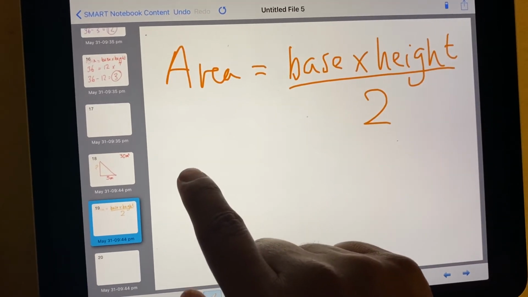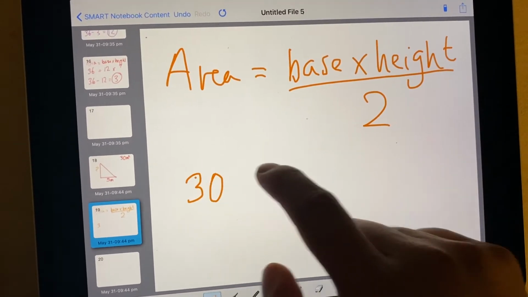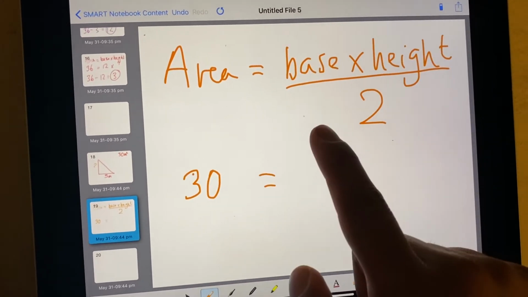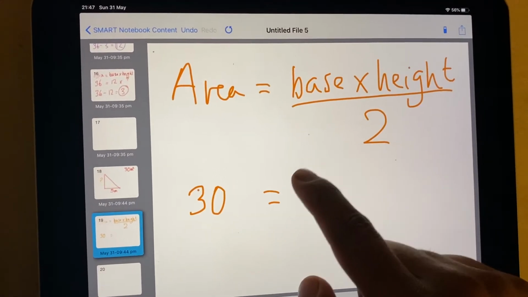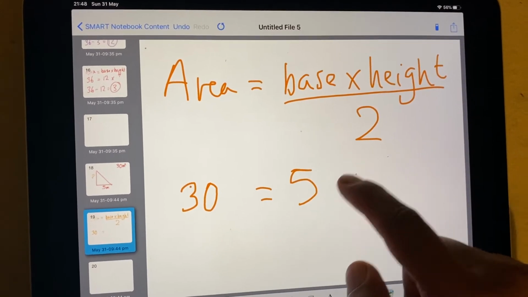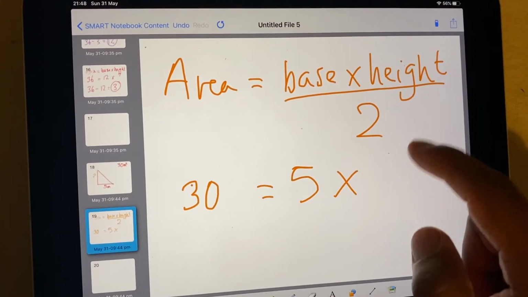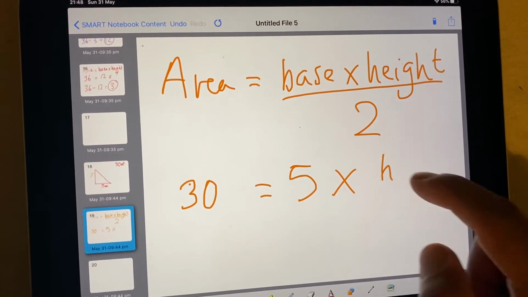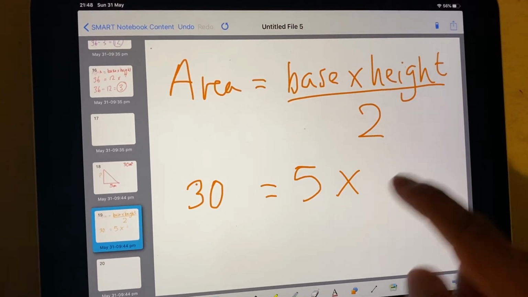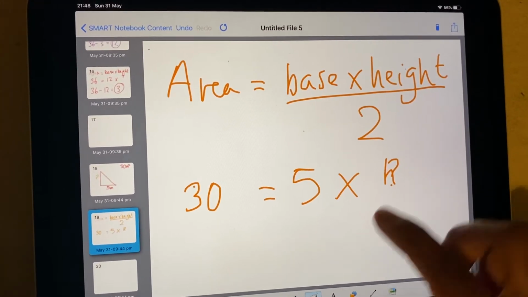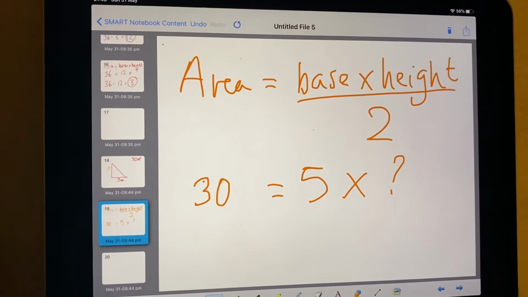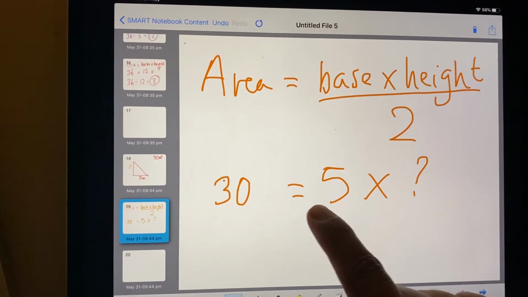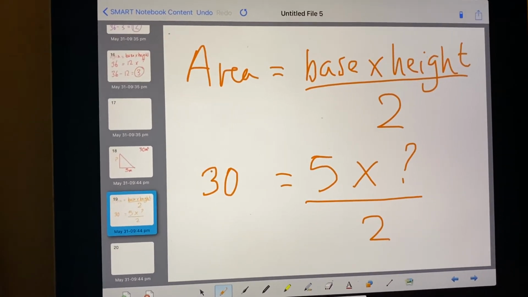We've got the area, which was 30. We haven't got the base. Let's go back. No, we do have the base, and that is 5. We don't quite have the height, so let's put a question mark on that. And finally, I'm going to divide that by 2.